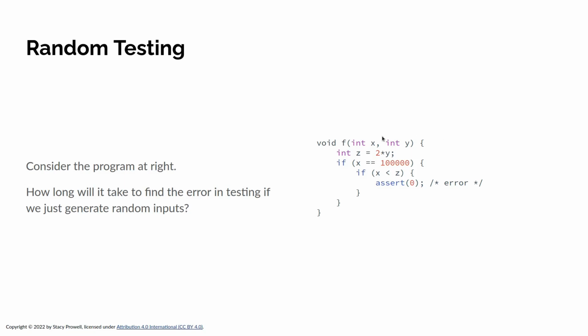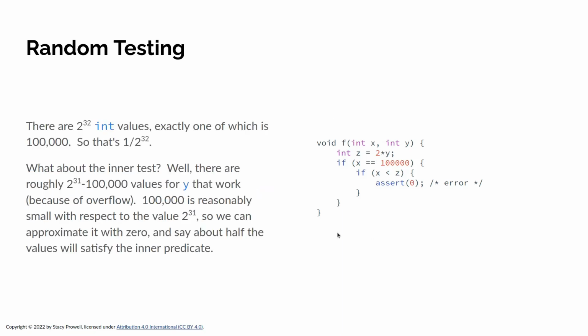Well, extreme values won't work because I could plug in the extrema for this and I won't hit that. It might take a little while. There are 2 to the 32 int values because I'm using ints, not 64-bit integers. Exactly one of which is 100,000. So that's 1 out of 2 to the 32.